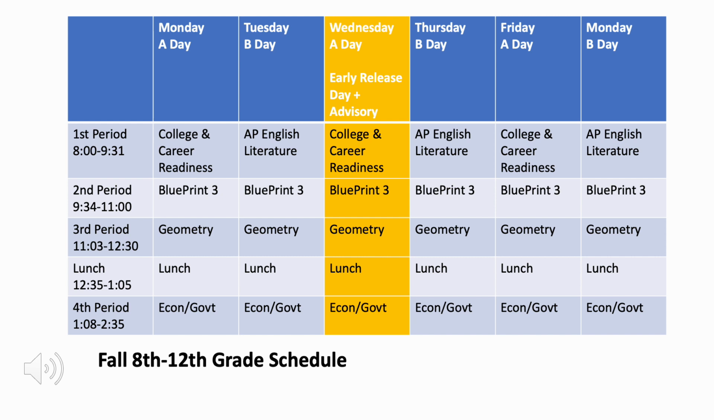If we look at the second period block, we see that this student has Blueprint in the second period block, followed by geometry in the third period block, followed by their lunch period, followed by econ and gov in their fourth period block. And this is their fall schedule.